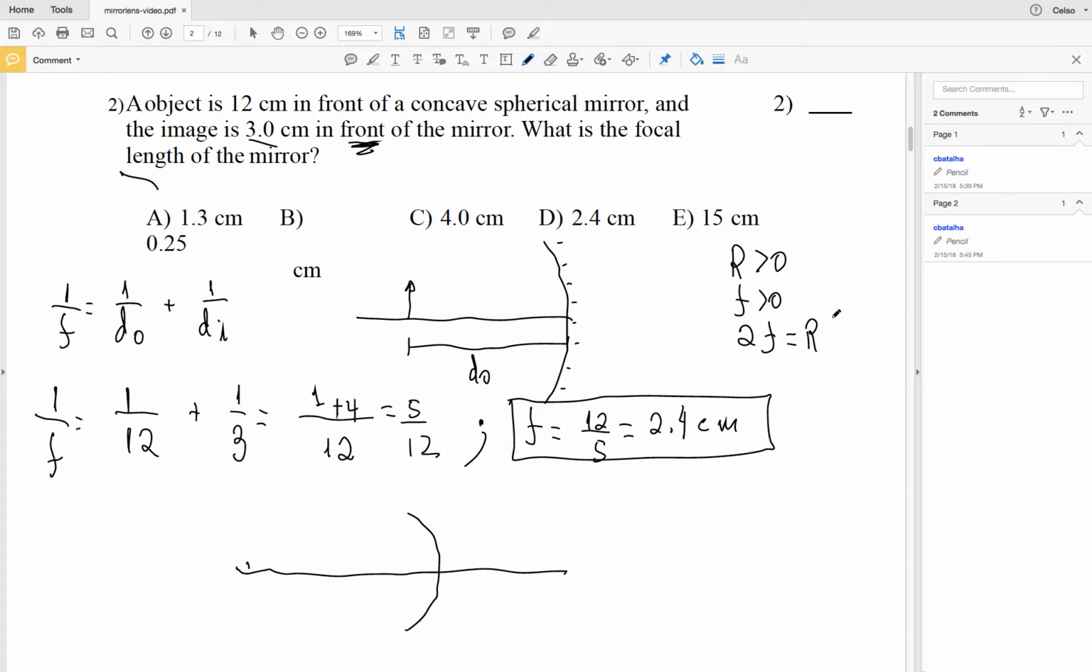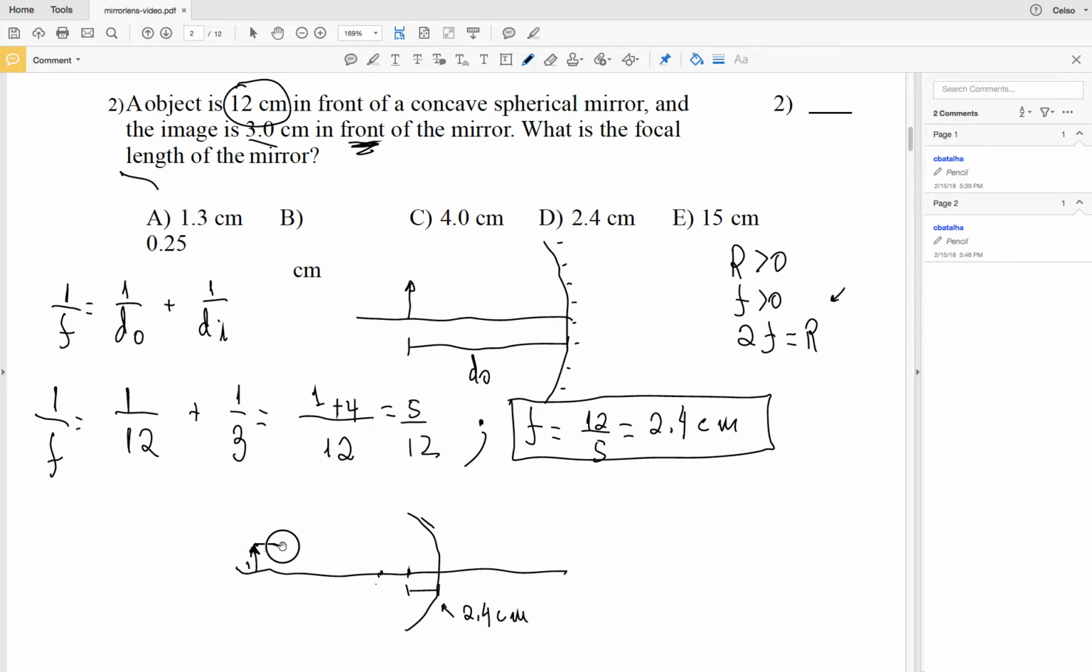So the radius is 4.8 meters, right? So let's say the radius could be here. So this is the center, the center of curvature of this mirror. So the focal point is right here. So this distance here is 2.4. Now, the distance the object is from the mirror is 12. So if this is 4.8, 4, 8, 12, the object is somewhere here. That's the object.